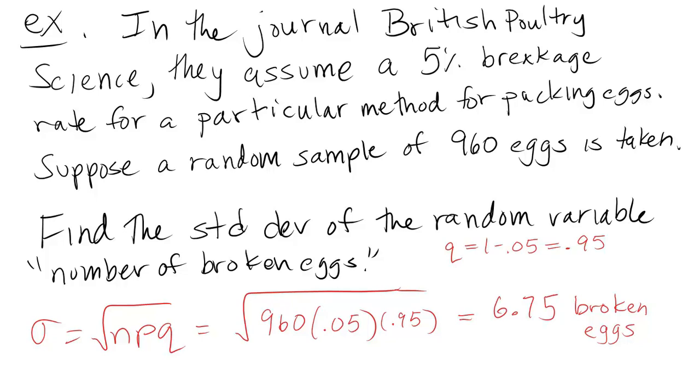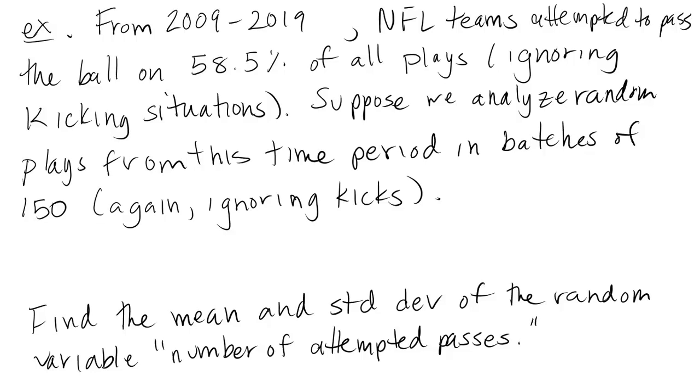Let's look at another example. I've got a sports example here. From 2009 to 2019, NFL teams attempted to pass the ball on 58.5% of all plays, ignoring kicking situations. So just when a team was deciding between run or pass, they passed the ball 58.5% of the time. Suppose we analyze random plays from this time period in batches of 150, again ignoring kicks, just looking at when teams ran or passed. The charge of this problem is to find the mean and standard deviation of the random variable number of attempted passes.